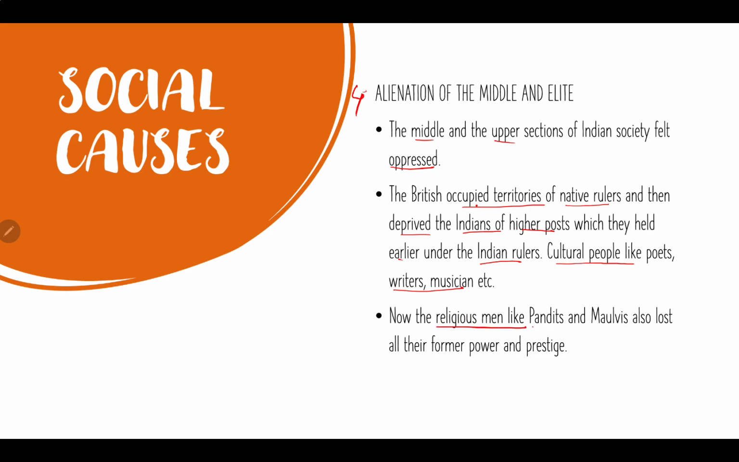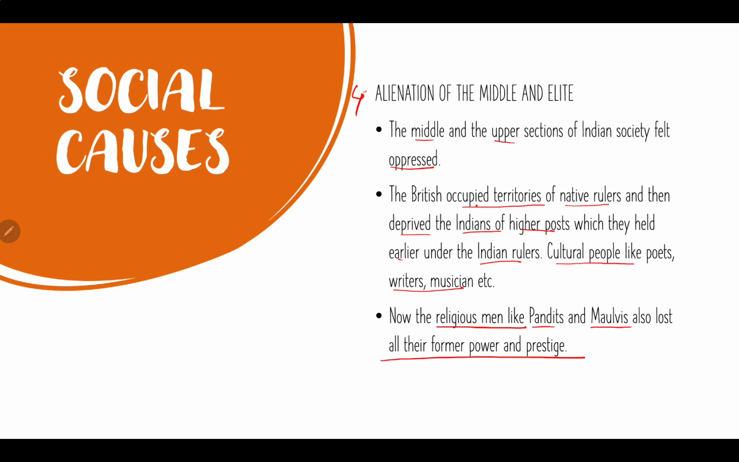Now the religious men like Pandits and Maulvis also lost all their former powers and prestige, because when the king was the ruler of India, priests and Maulvis had their own respect. They used to hold a very high authority of respect and power. But when the British came into India, that was totally changed, because the British did not believe in any kind of superstitions. The British had their own way of carrying out their administration policies.